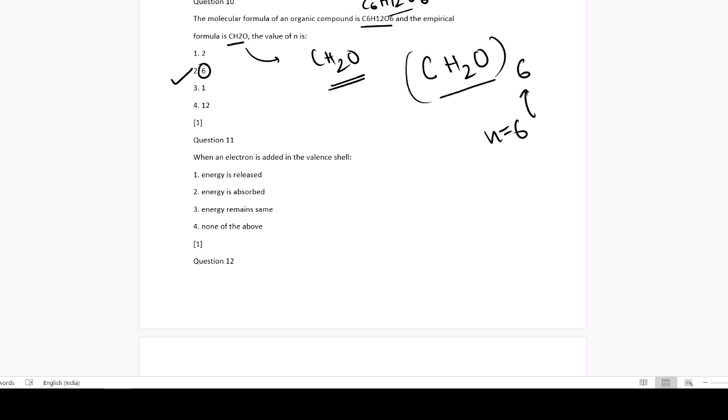When an electron is added in the valence shell, is energy released, absorbed, remains the same, or none of the above? When an electron is added in a valence shell, what process is that? Electron addition to any valence shell is electron affinity. From the definition of electron affinity, the energy released because of the addition of an electron in its gaseous state is called the electron affinity.